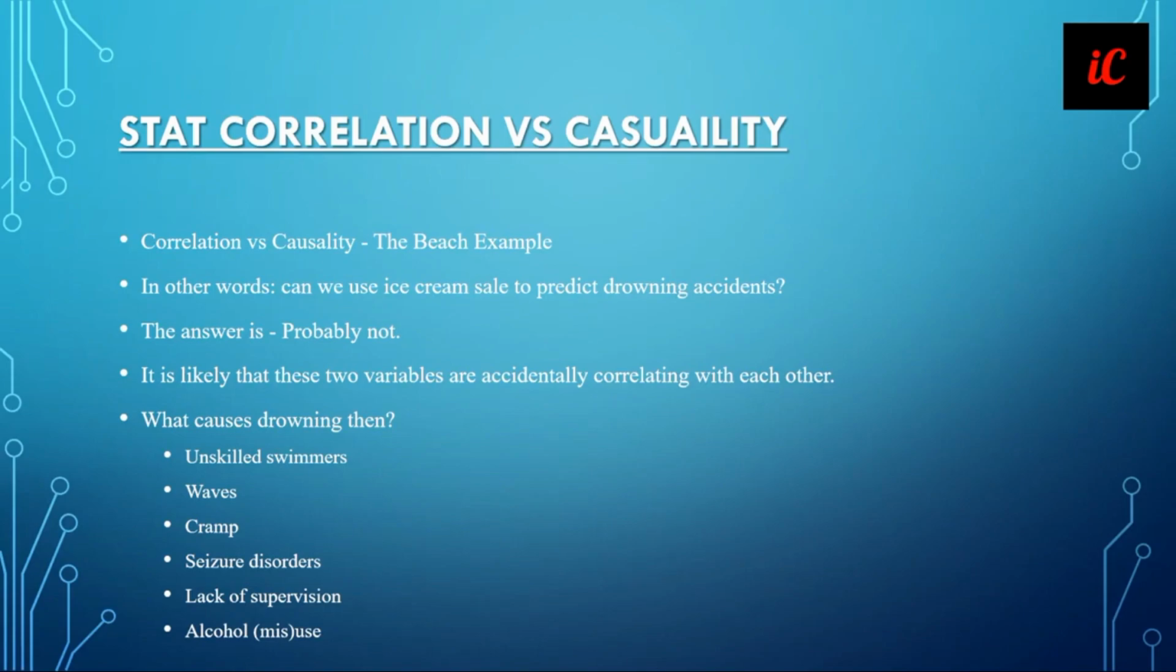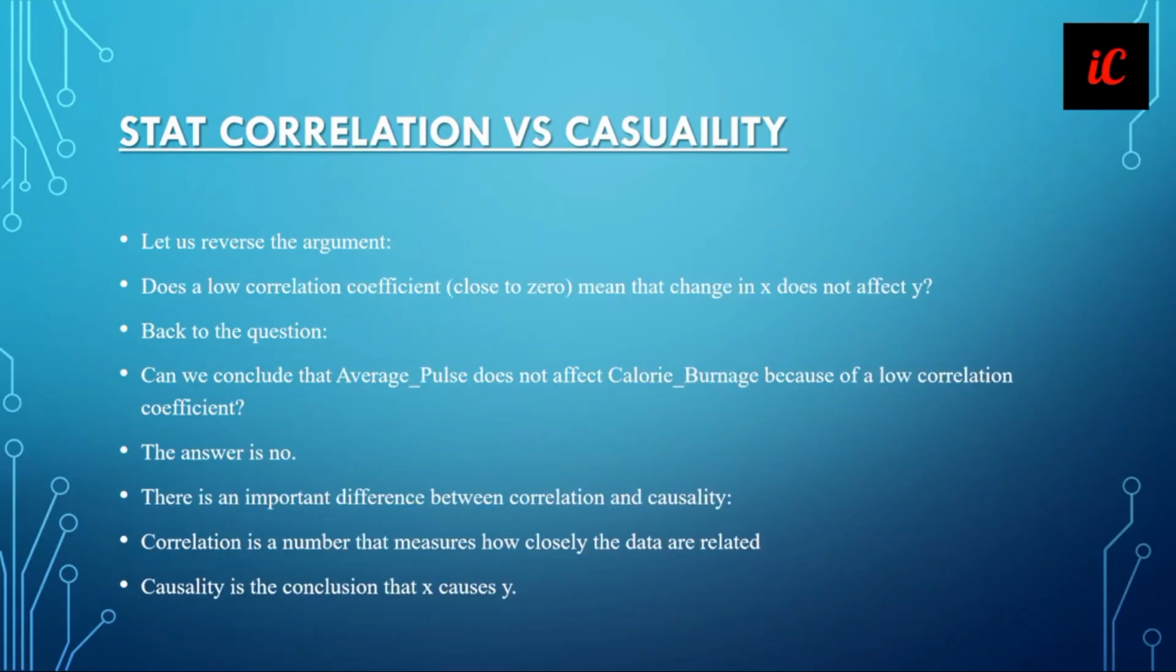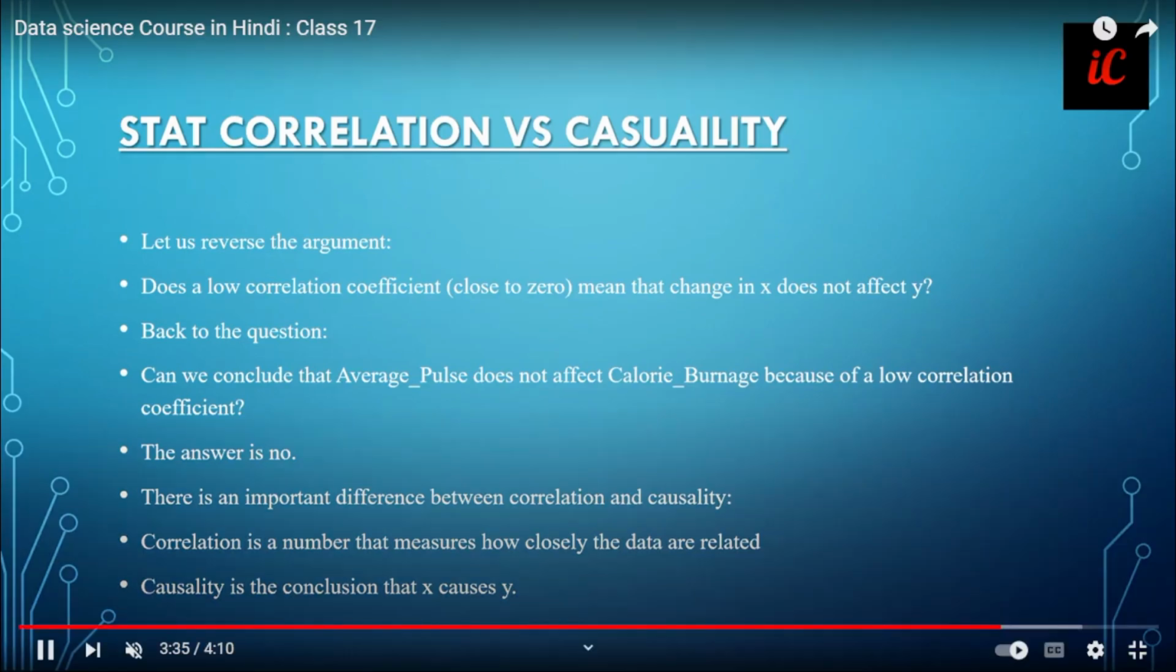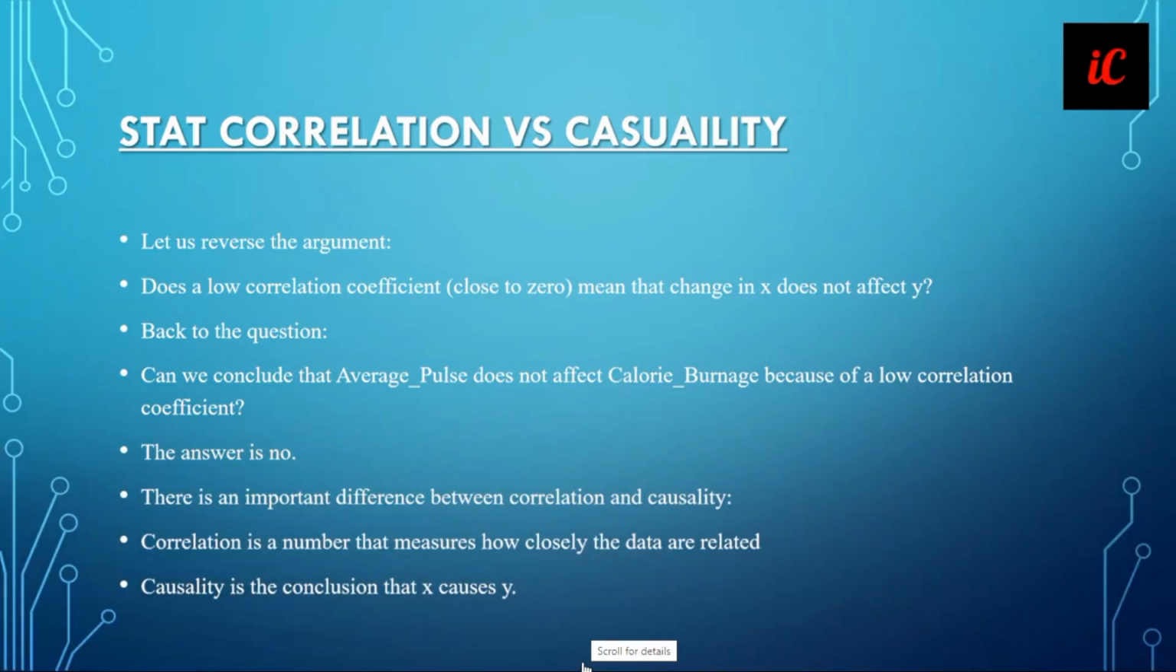Two things can happen together, so the relation can be the same, but that doesn't mean they are related to each other. Output will be provided, but there's no sense in that. So there is an important difference between correlation and causality. Correlation provides a number that measures how closely the data are related, and causality is the conclusion that X causes Y. So these are the two kinds of details provided here.